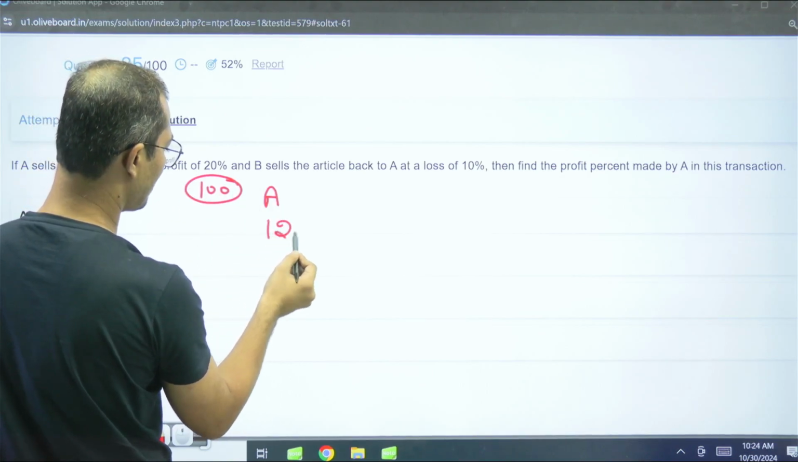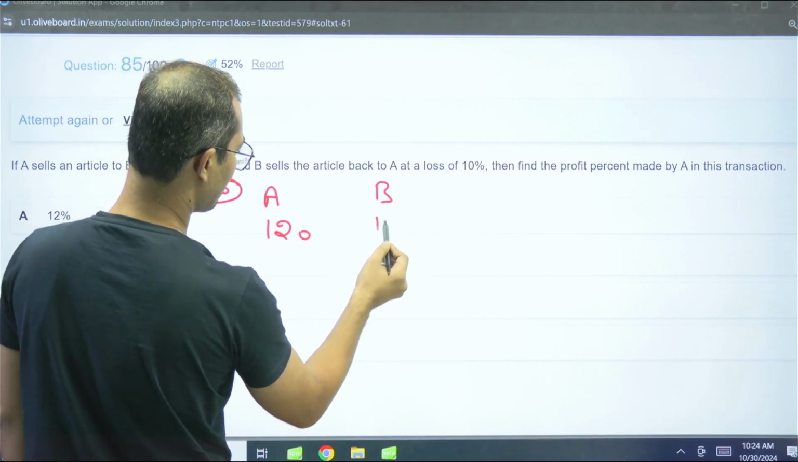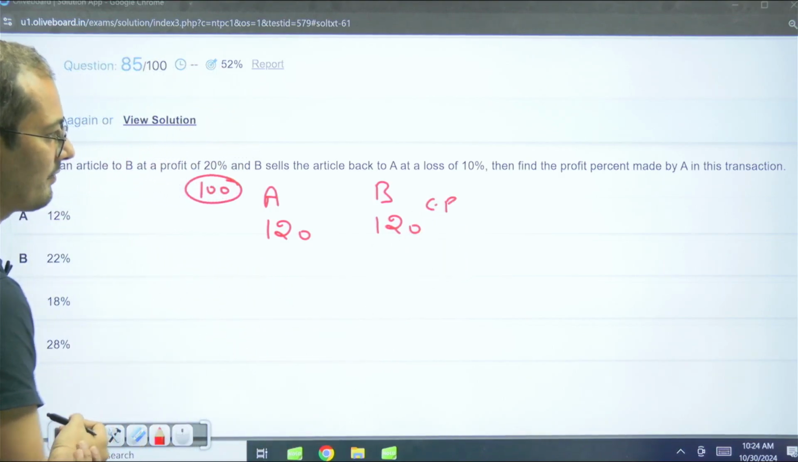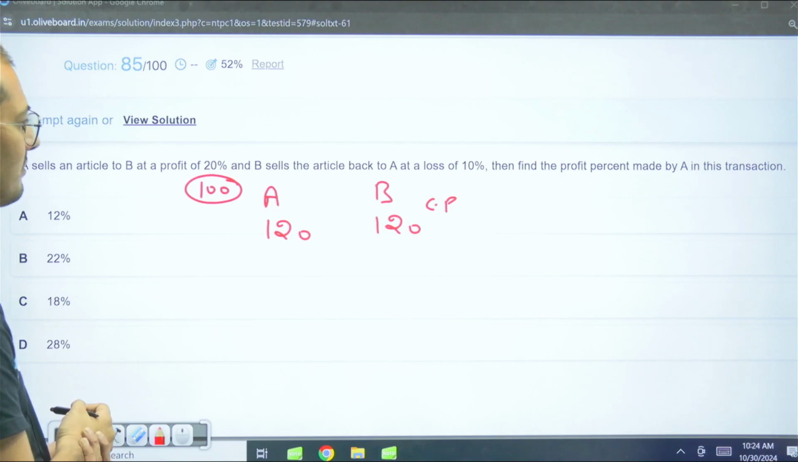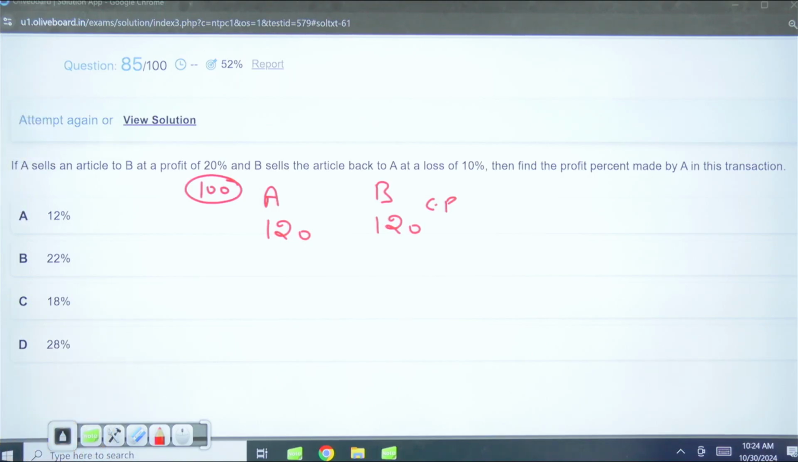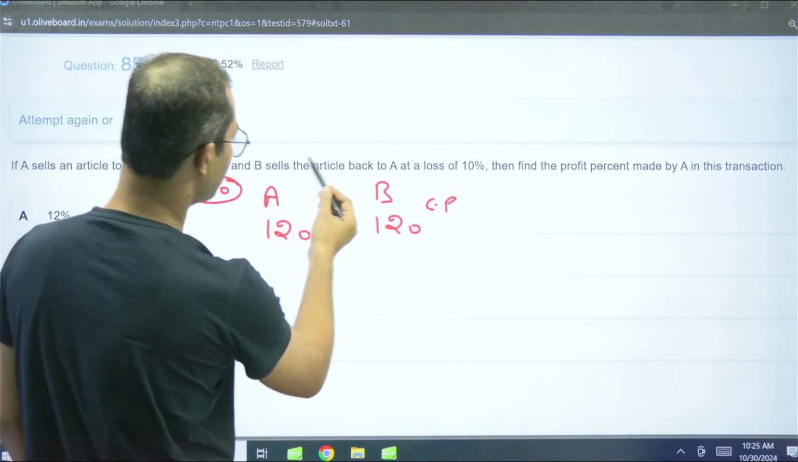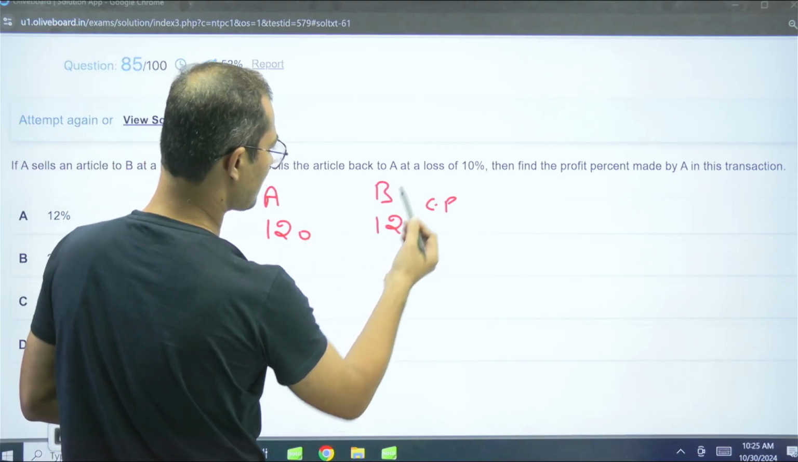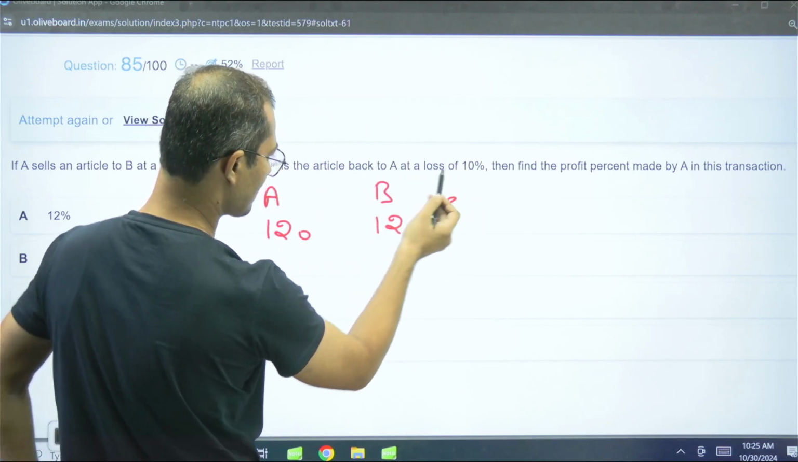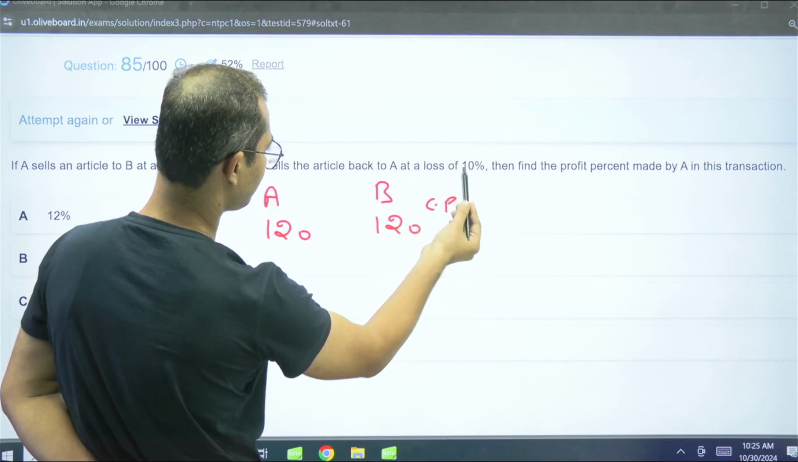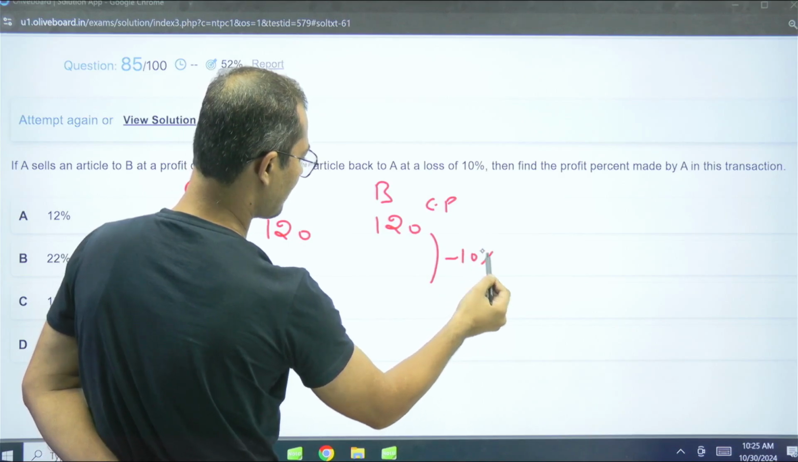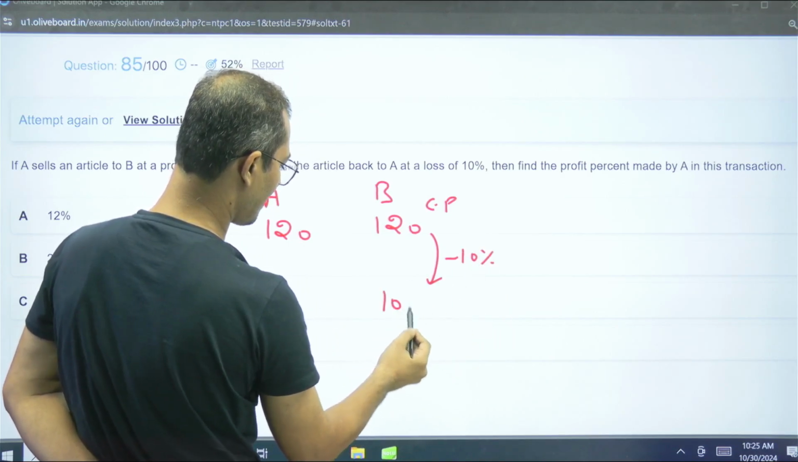It means he is getting 120 and B is purchasing it at 120. So this is the cost price, right? And then find the profit percentage made by A in this transaction. And B sells the article at a loss of 10%. Now B is selling at how many rupees? B is selling at 10% less, minus 10%, it means 90%. So we can say that 108.